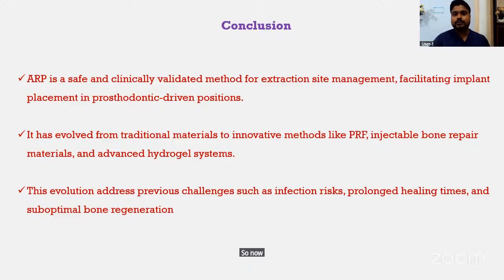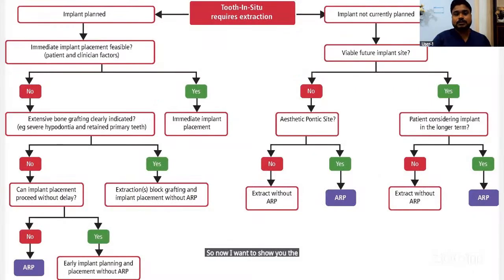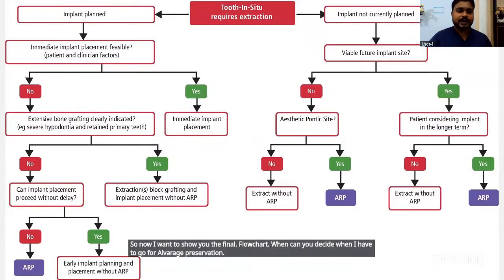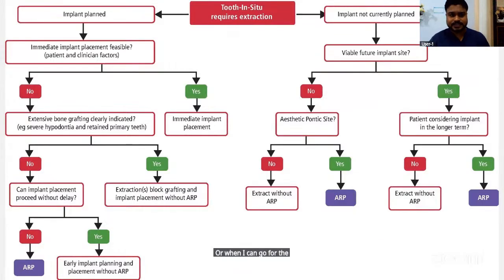So now I want to show you the final flowchart. When can you decide when I have to go for alveolar ridge preservation or when I can go for the direct implant placement.